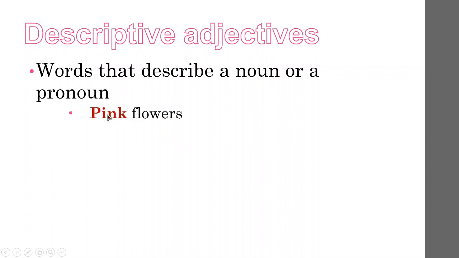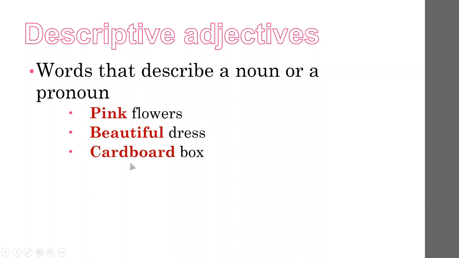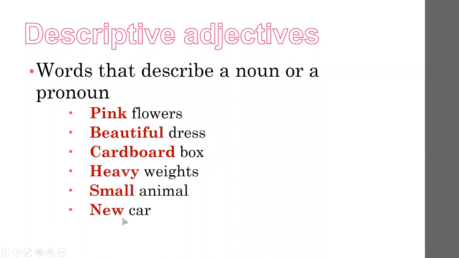Pink flowers. Pink is considered an adjective because it is describing these flowers. Next, we have beautiful dress. Beautiful is an adjective because it describes this dress. Okay. Next, the same with the words cardboard box. The word cardboard is an adjective describing the word box here. Next, heavy weights, small animal, new car, and old car. As you can see, all these words in red are called descriptive adjectives because these words are describing a noun or a pronoun. Most of these here are nouns.